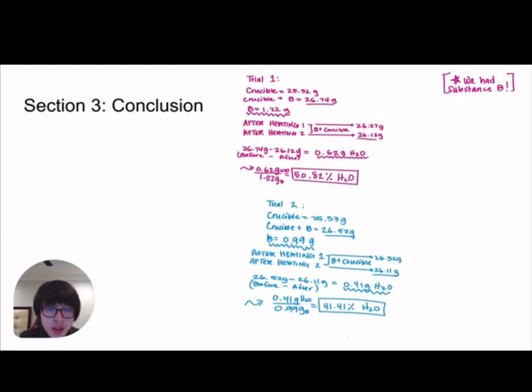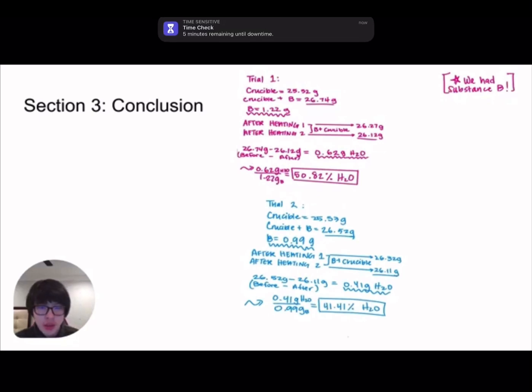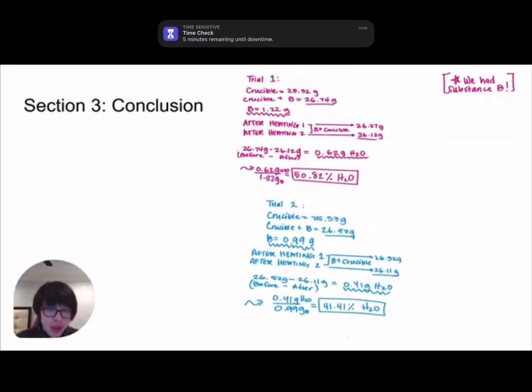For trial 2, the original weight of the substance was 0.99 grams, and after heating, the substance became 0.41 grams. Well, no, the weight of the water was 0.41 grams. And so the weight of the water over the weight of the substance made it 41.41% H2O, and I'm pretty sure that's also a bad result because it probably oxidized again since we put it on high heat for a kind of long time.